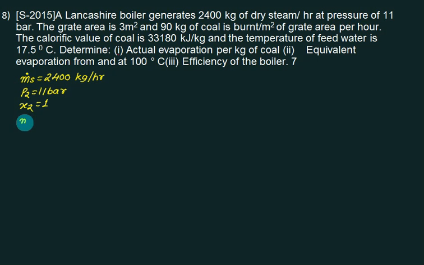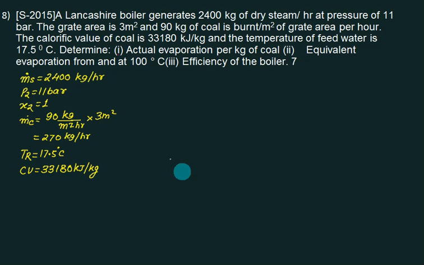So total amount of coal is 90 kg per meter square per hour multiplied by grate area 3 meter square. So this is 270. What is the temperature of feed water? Feed water is supplied at 17.5. What is calorific value? 33180. Now we will calculate the enthalpy at this point.